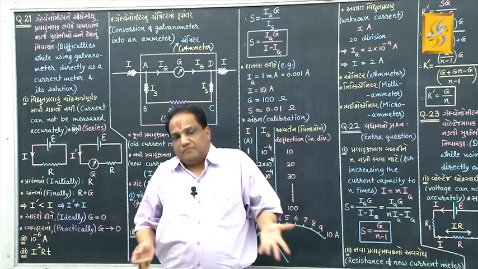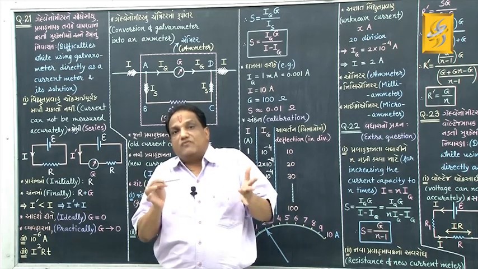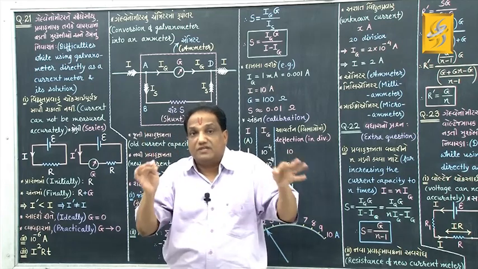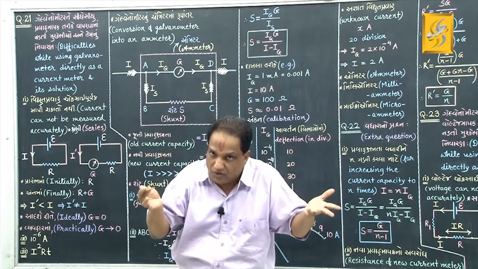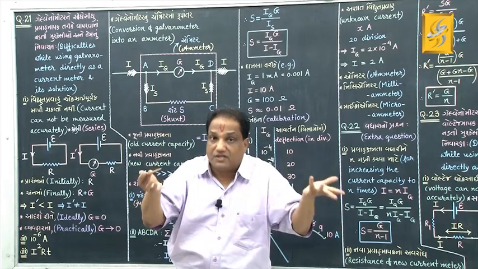Then what does it mean? That we cannot pass large value of current through the galvanometer. That is its difficulty, that is its limitation, okay? That is our difficulty and its limitation, fine.